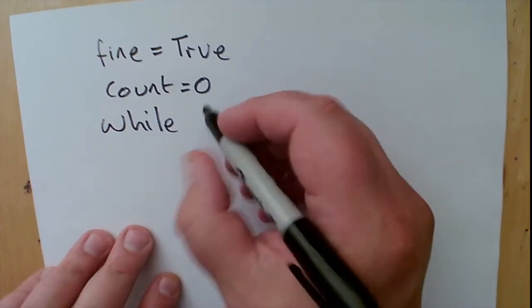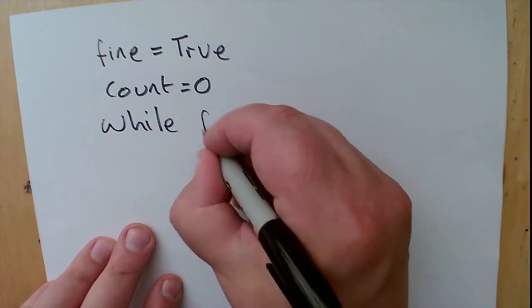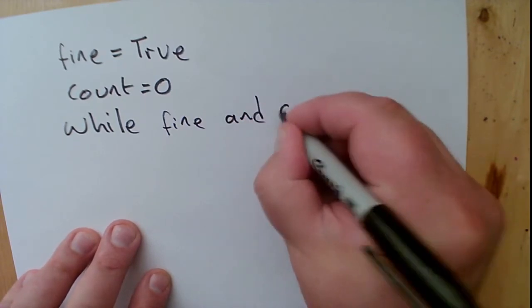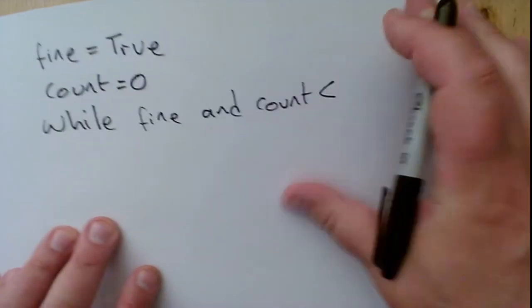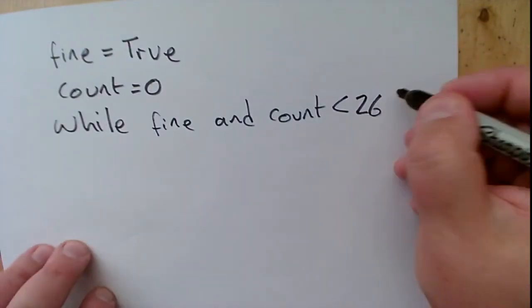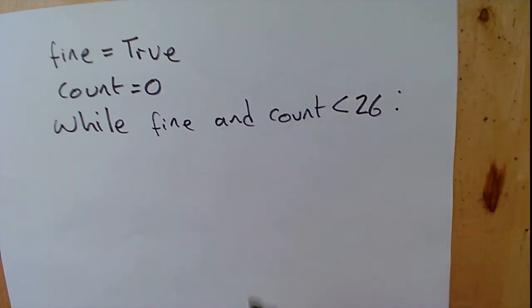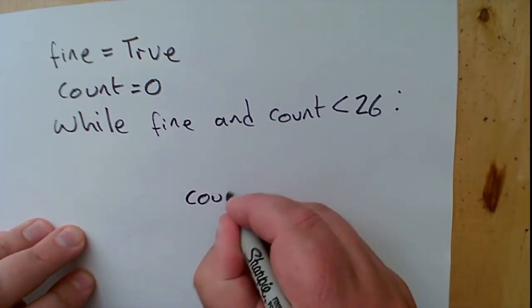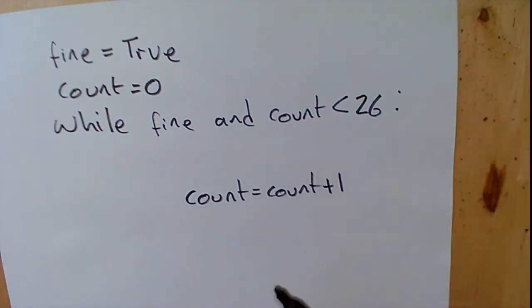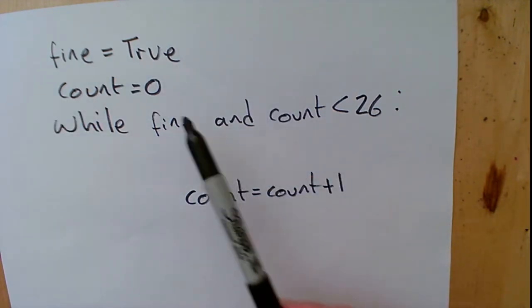So I can say something like this: while fine, I could put is equivalent to true, or just leave it as while fine, and count doesn't exceed 25, so it's less than 26. That's a really nice thing, and it's a construct which is used time and time again. So make sure that you're happy with this idea, that somewhere along the line I might have a count equals count plus 1. This is a very common structure to have with indefinite iteration, that you have these two conditions.